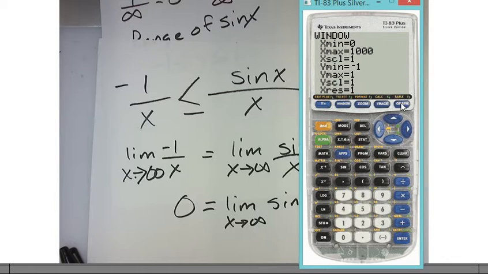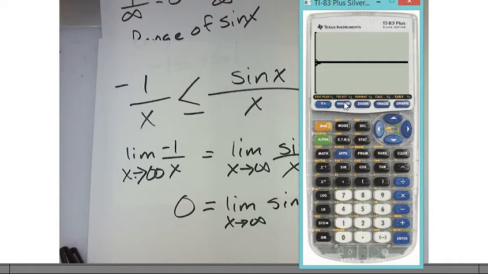So let's look at this graphically. Maybe the x value is too wide, so instead of 1,000, let's just do 10, because it shrinks quickly. What do you notice? It hugs it. It sandwiches it. This graph, 1 over x, is an upper bound. The negative 1 over x is a lower bound, and guess what's trapped right in the middle? Sine of x over x.